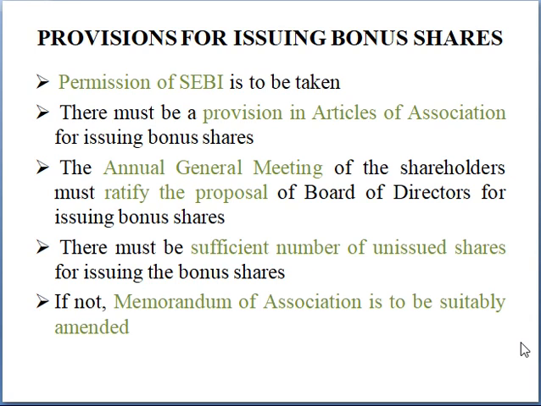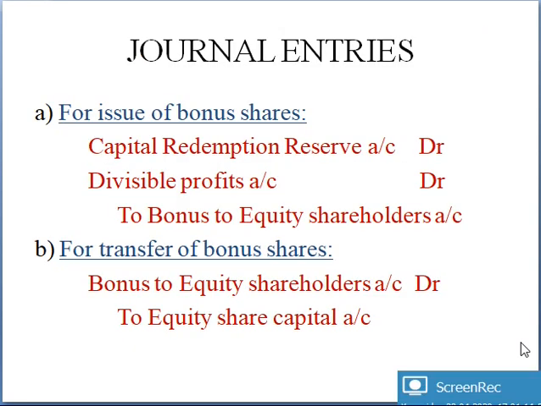And the third one is the board of directors must get the confirmation in the annual general meeting for the issue of bonus shares. And the fourth one, there must be a sufficient number of unissued shares in the company. And the fifth one, if the company does not have any unissued shares, in such a case the company may change its memorandum of association accordingly. And we'll give the journal entries for this.